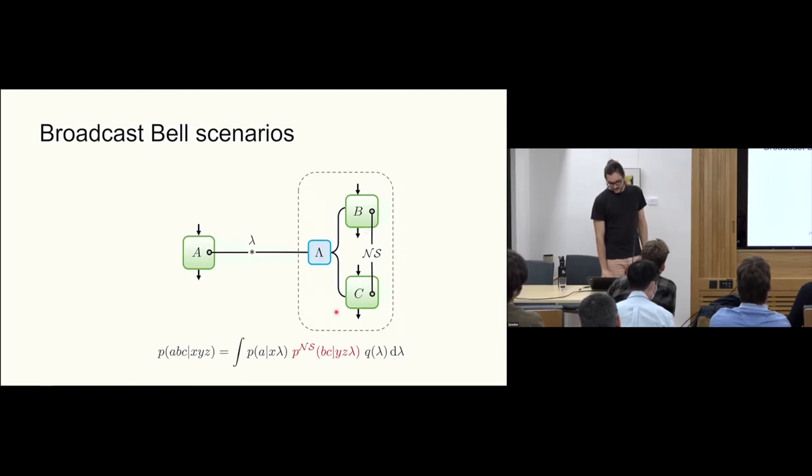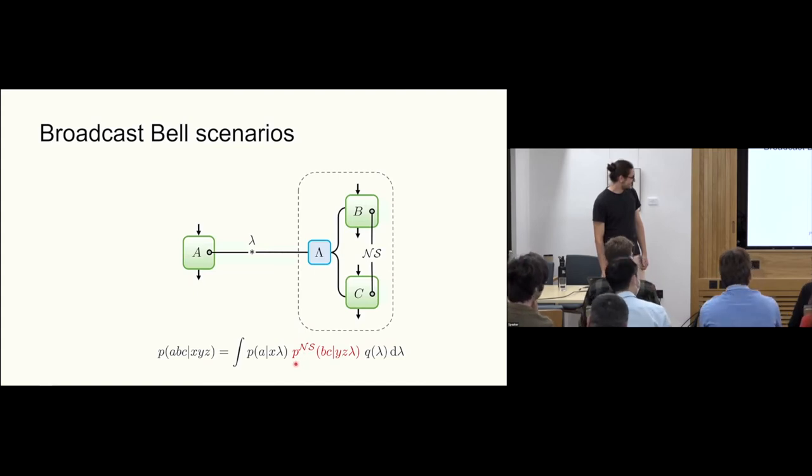And formally, how do I write this? It's like standard Bell non-locality, but here for Bob and Charlie. People in the back might not see this line, but it's the definition, so you should try to see it.